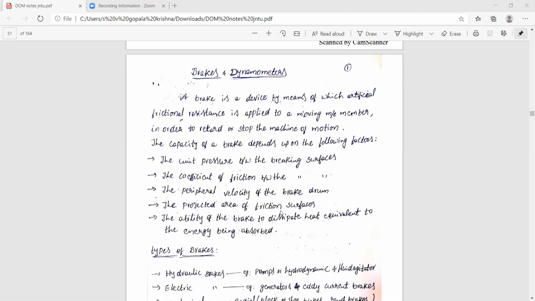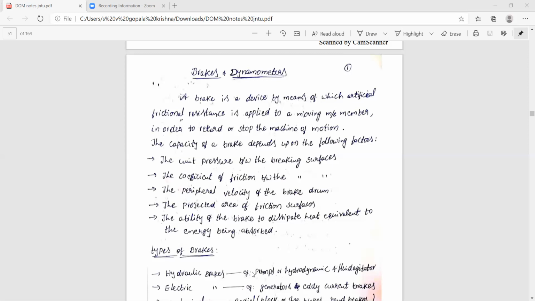So you already know about what factors we follow when we are applying the brakes. Those were all told earlier. So those are the factors.